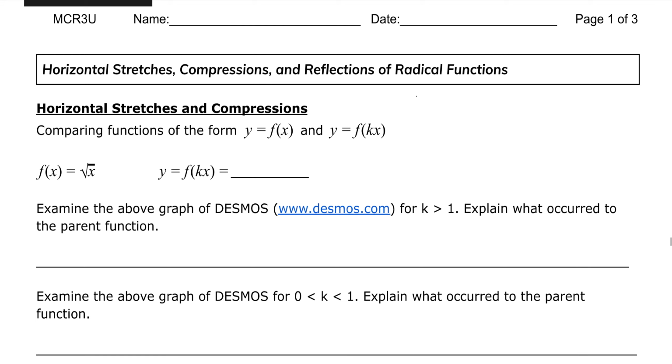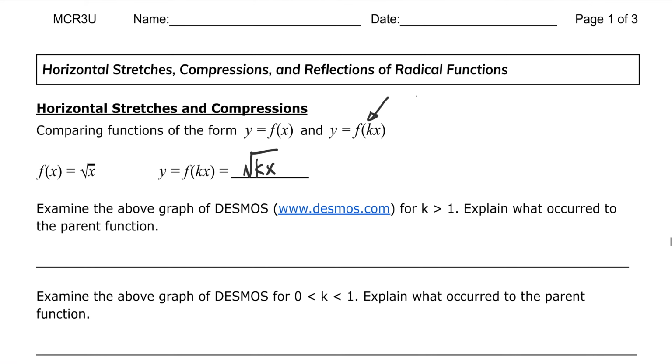Okay, horizontal stretches, compressions, and reflections of radical functions. So now we're going to look at the effect of multiplying the x by a value of k inside our function. And what effect this has when we're talking about the radical or the square root functions is that it's going to look like this. Y equals the square root of kx.